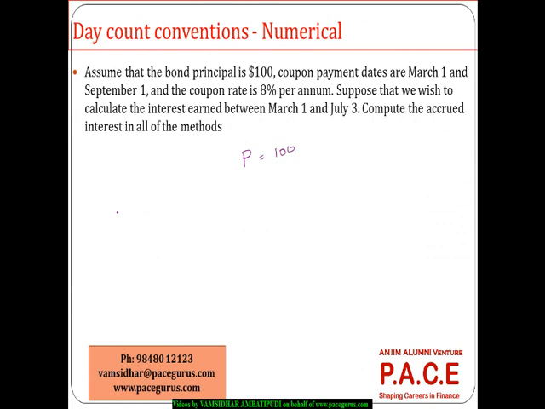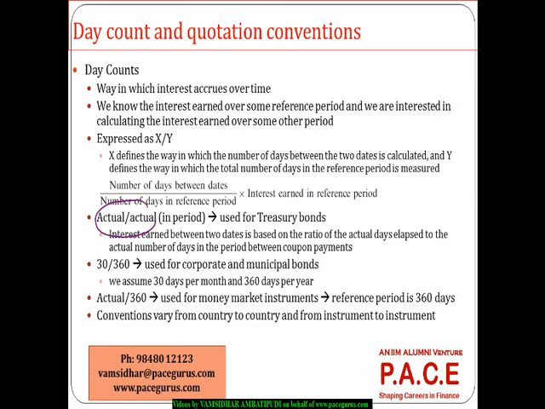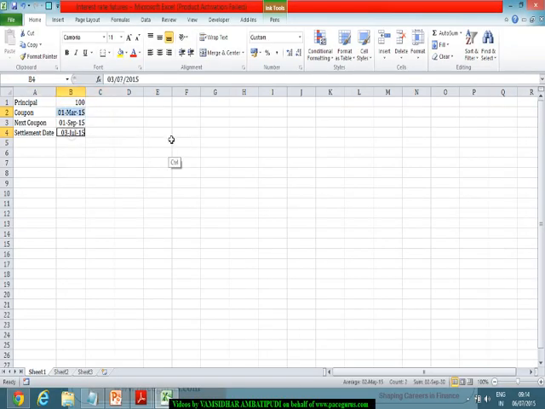Now, in this case, I want to find the accrued interest that comes up in all three methods. When I say actual to actual, X is actual and Y is also actual. This is the method traditionally used for treasury bonds. The actual number of days from the last coupon paid date to the settlement date is calculated. Similarly, I will find the exact number of days between the two coupon dates, and that gives me the value corresponding to the accrued interest.